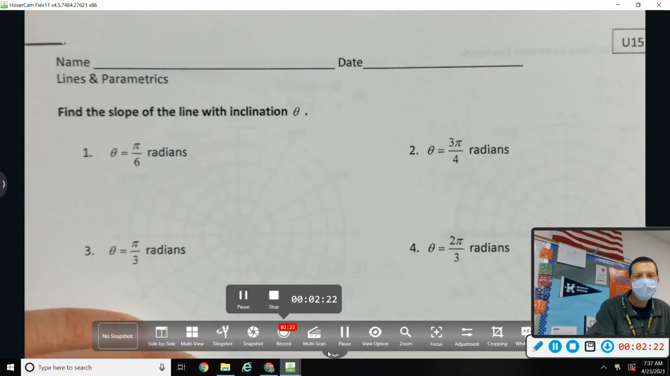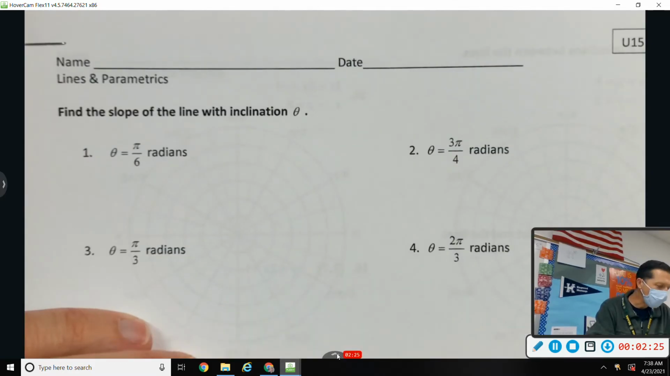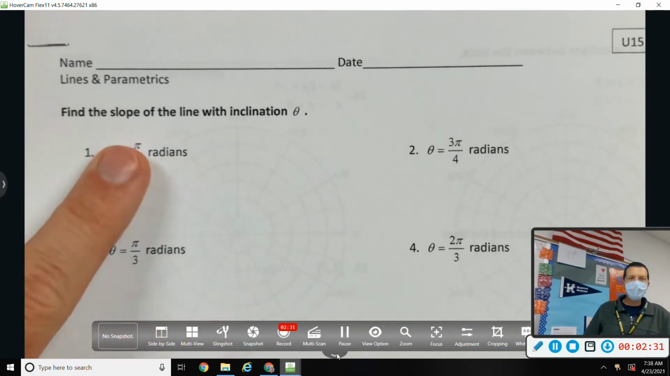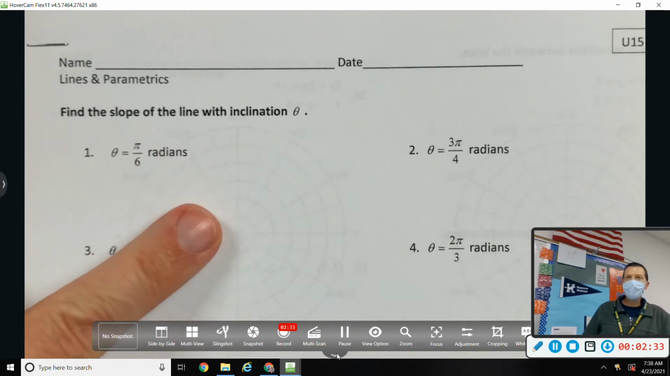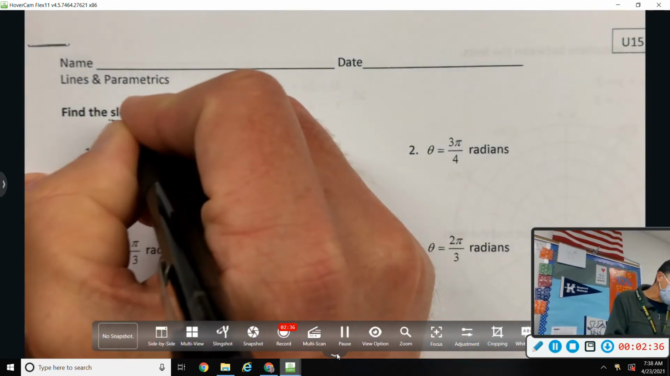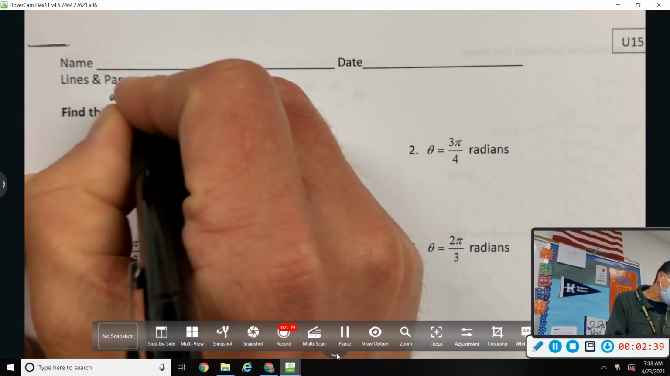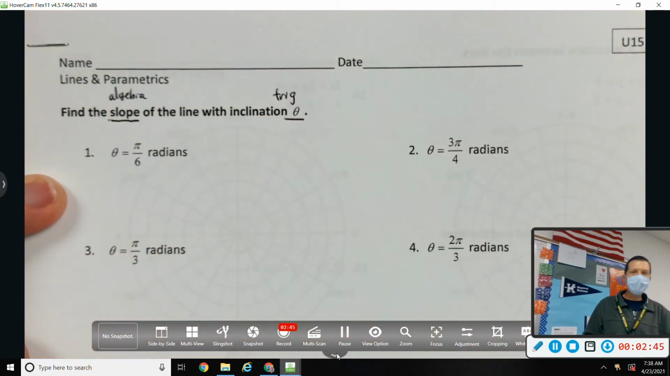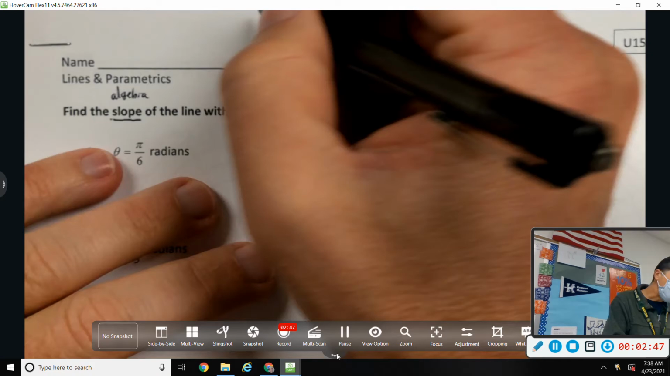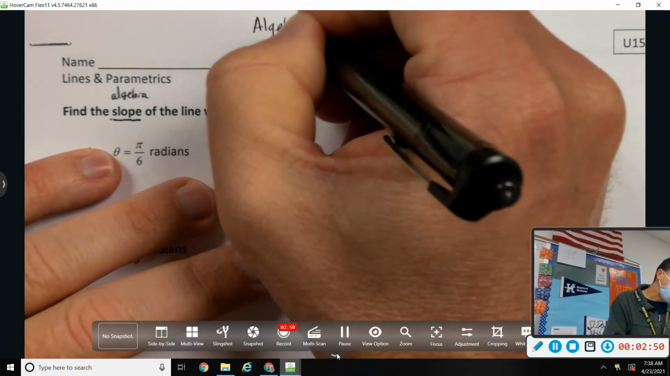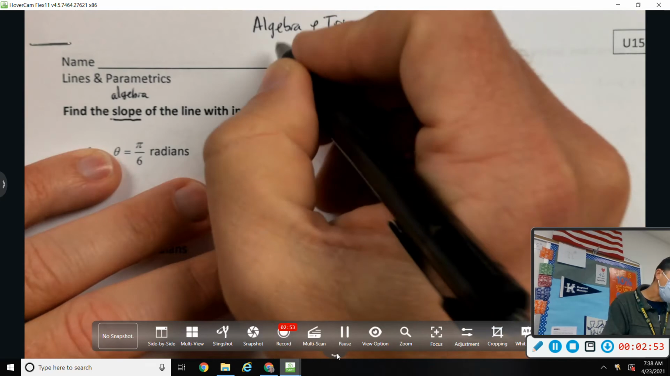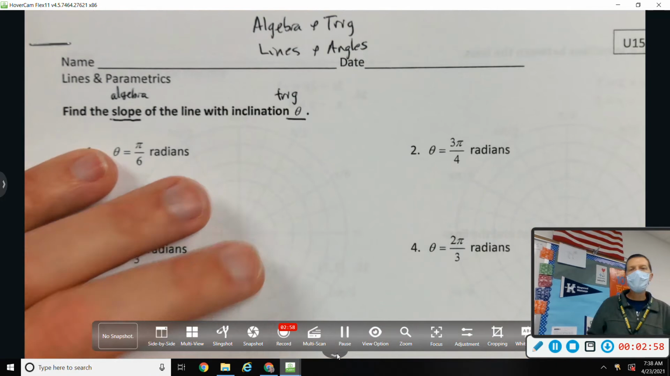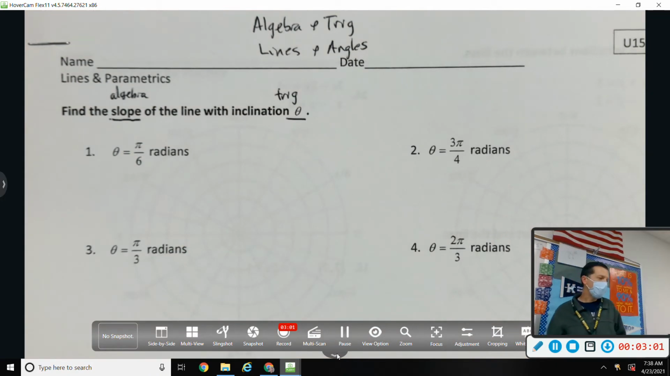We can do it. All right, so this whole unit is about, if you look at the very first instructions, find the slope of the line with inclination theta. So we've got slope, that's an algebra type thing. And we've got theta, that's a trig type thing, angles. So this unit is kind of about the intersection of algebra and trig. Lines and angles. And it's really not even that complicated.